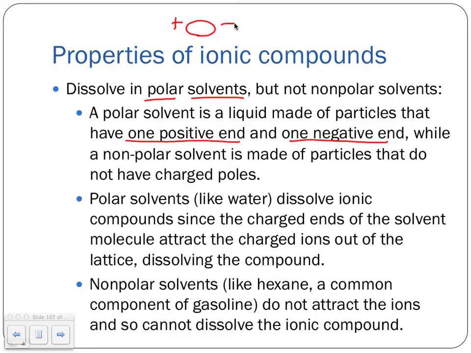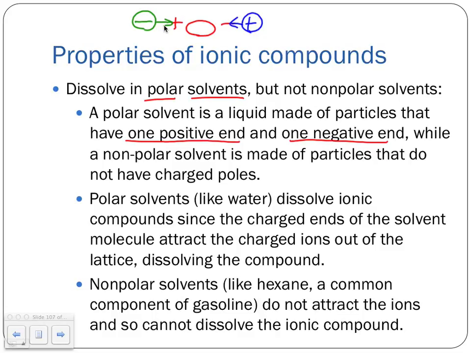These tend to dissolve ionic compounds because the charged ends of the solvent molecules attract the charged ions out of the lattice. So the cation that's in the crystal lattice is going to be attracted to the negative end of the dipole molecule. The anion that's in the crystal lattice will be attracted to the positive end. And so these little polar particles in the solvent slowly, one by one, pull away the cations and the anions out of the crystal lattice and dissolve it. That's what tends to happen.